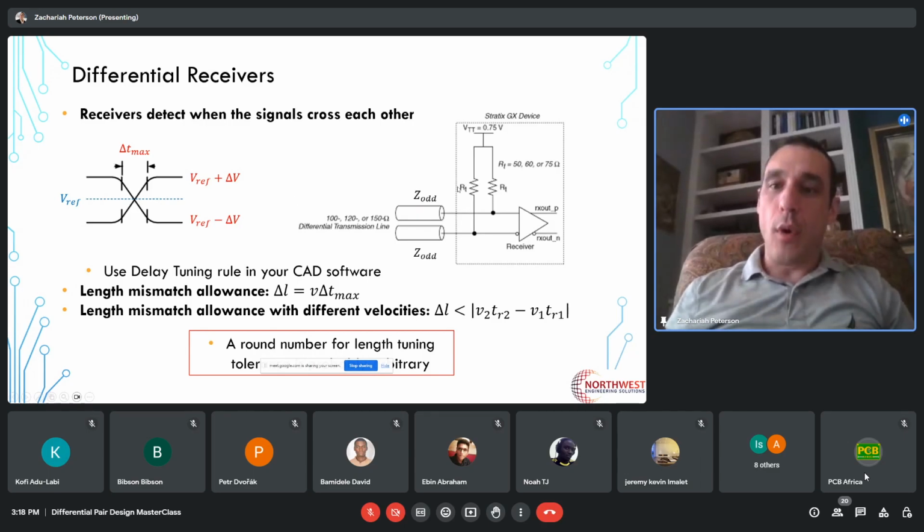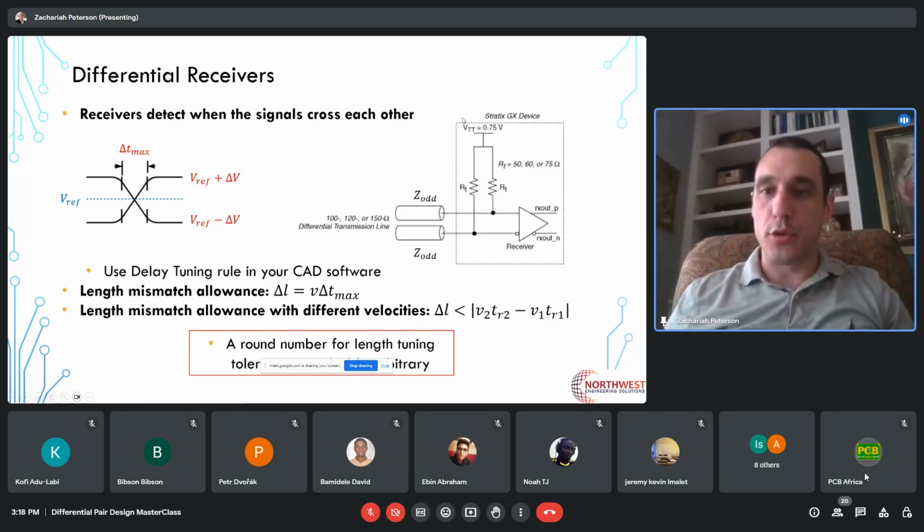Now, what happens with the termination on the device? Well, a lot of devices have different termination schemes. And what I'm showing here in the top right circuit is one termination scheme where you have a threshold voltage or a reference voltage defined using pull-ups. And then these pull-ups are used to terminate the incoming signal coming off of these differential pairs.